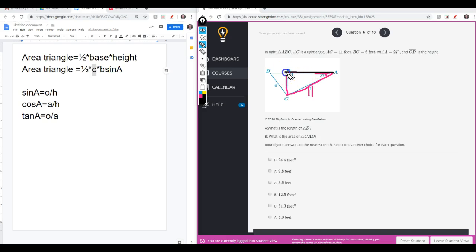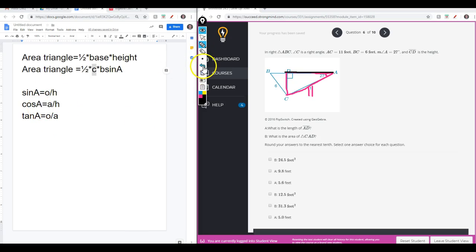Since it's a right triangle, we could use trig functions. We could use Pythagorean theorem. Pythagorean theorem requires two side lengths in the same triangle. We only have this 11 measurement right here. We don't have the length of CD, and we do not have the length of AD. So Pythagorean theorem is off the table, so we are left with our trig functions.